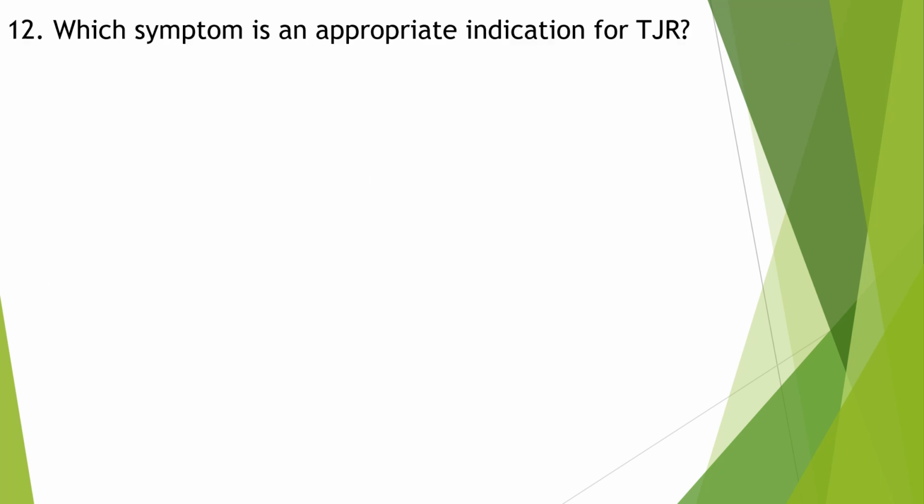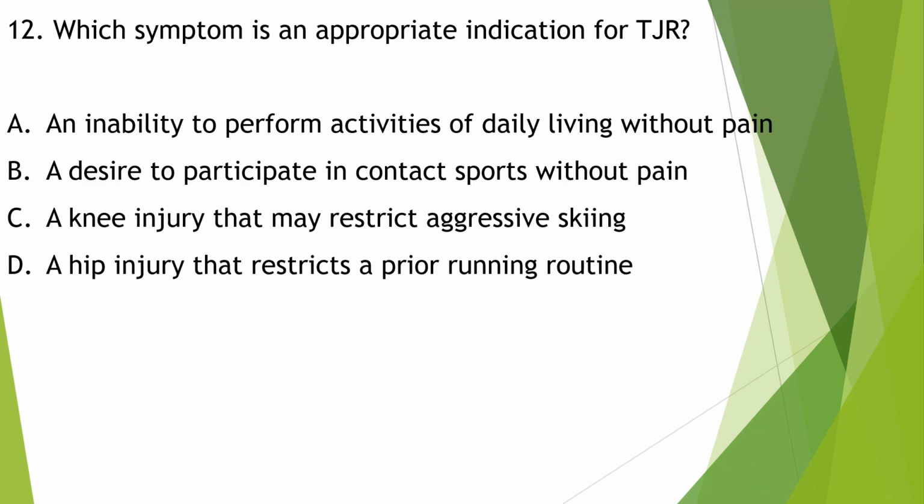Which symptom is an appropriate indication for total joint replacement? An inability to perform activities of daily living without pain, a desire to participate in contact sports without pain, a knee injury that may restrict aggressive skiing, a hip injury that restricts a prior running routine. So here the appropriate indication for total joint replacement is an inability to perform activities of daily living without pain.